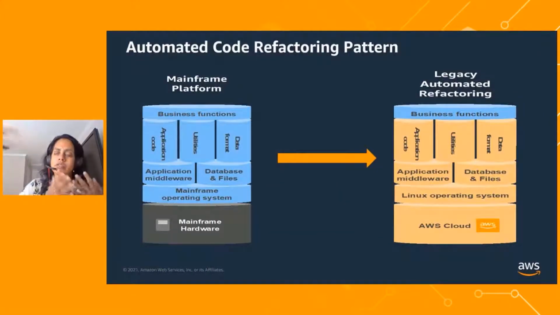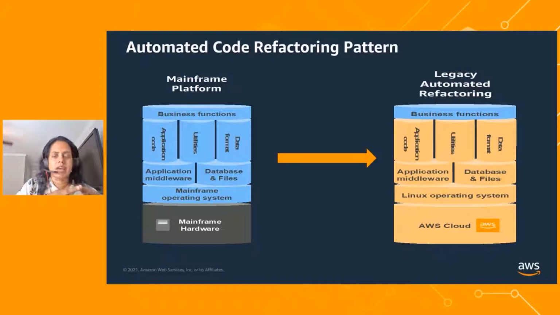Before I get into the demonstration, I just want to provide a brief overview of what automated code refactoring is. As you are probably aware, there are many different patterns to modernize and migrate workloads from mainframe to the cloud. Each pattern offers its own unique benefits and is chosen based on the workload, the desired end state, and the migration time that you have. These are all things to consider when determining the best pattern to use. In today's session, we are focusing on the legacy automated refactoring pattern.